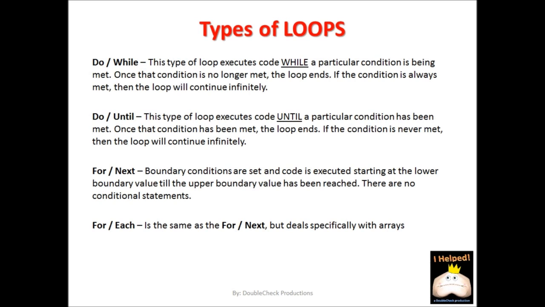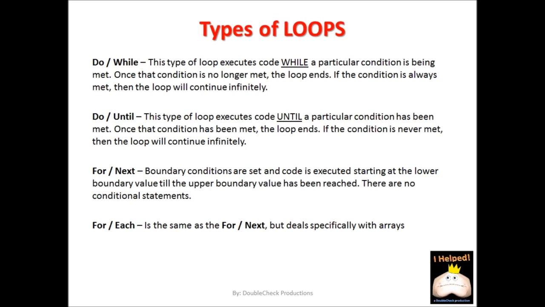Then we go into a do until loop. This type of loop will execute code until a particular condition has been met. So we'll keep running the code, and once that condition is met, then the loop will end. Now for the do while or the do until loops, if there's a situation where the conditions are always met for the do while, then that loop will continue infinitely. If we have a situation where under the do until loop the conditions are never met, then that loop will run continuously. And I'll show you some examples of that later.